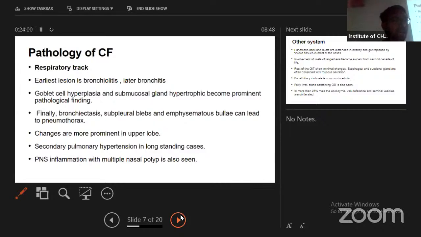The lung changes are mostly in the upper lobe. And secondary pulmonary hypertension is a long-standing complication. The PNS inflammation with multiple nasal polyps is also seen.